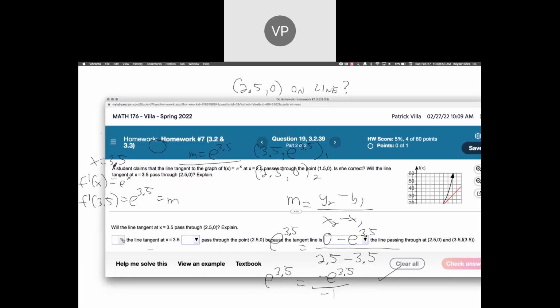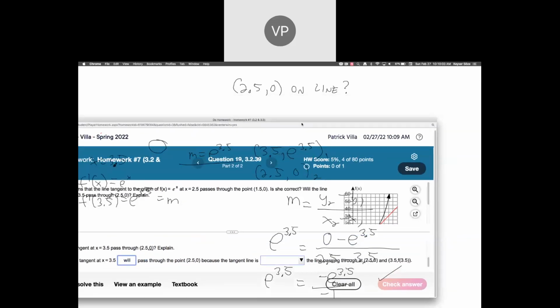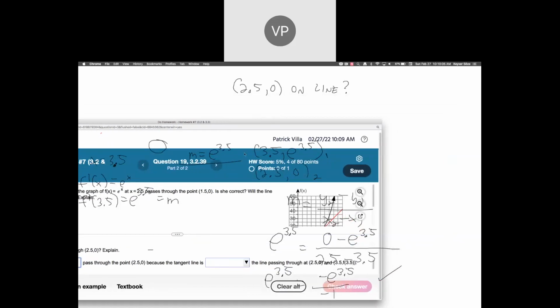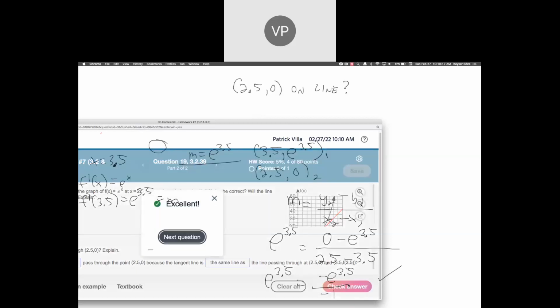Okay, and they're asking here, will it pass through there? So, yes, it will pass through the point because the tangent line looks like it's the same as that line right there. Passes through 2.5, 0 and 3.5, f of 3.5, yes. So that's what we get, and there's our answer there.